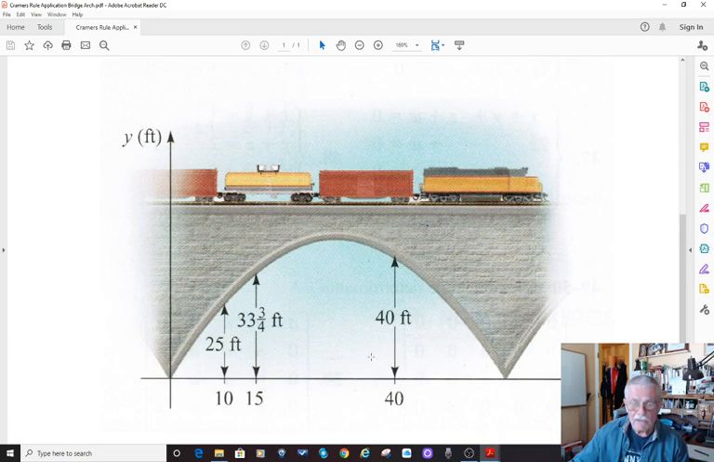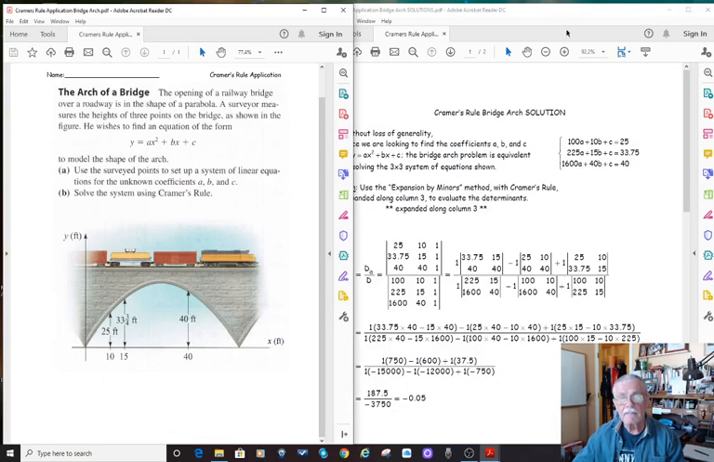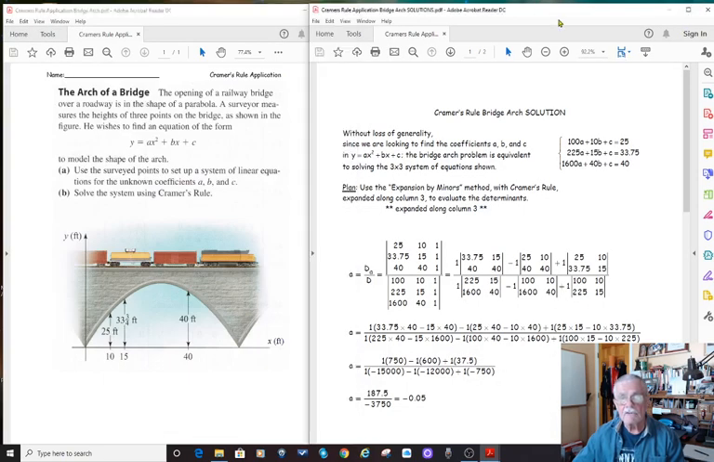So the idea is we're going to transform these three values into a system of linear equations. In other words, when x is 10, the resulting value is 25. When x is 15, the resulting value is 33 3/4. When x is 40, the resulting value is 40. Okay, so that's the general plan. Okay, and here's what happens.